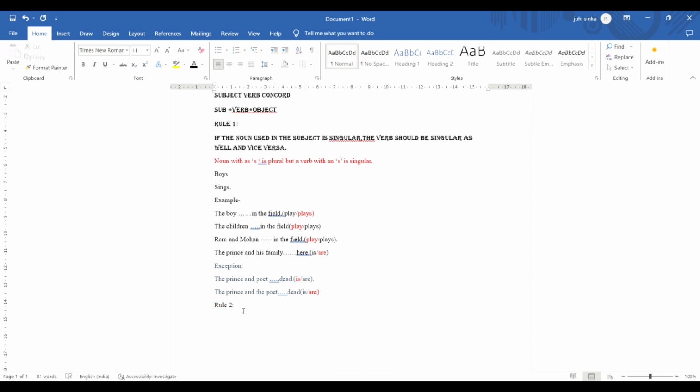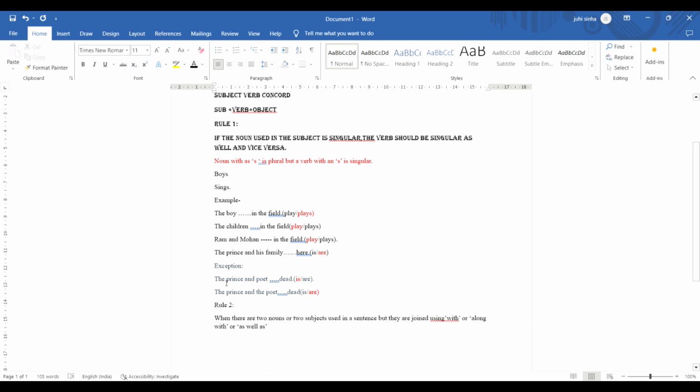When there are two nouns or two subjects used in a sentence, but they are joined using with, or along with, or as well as.